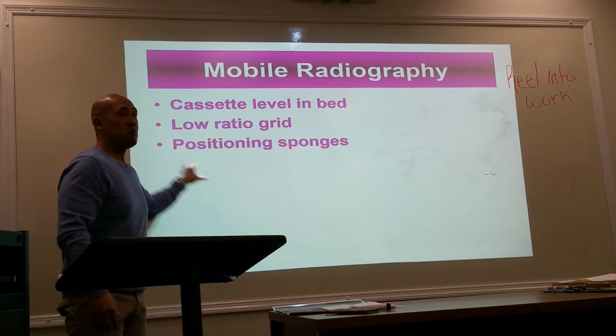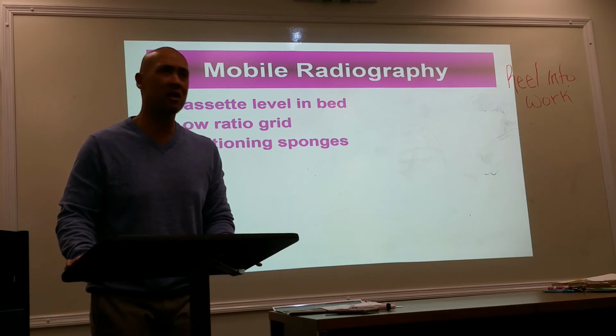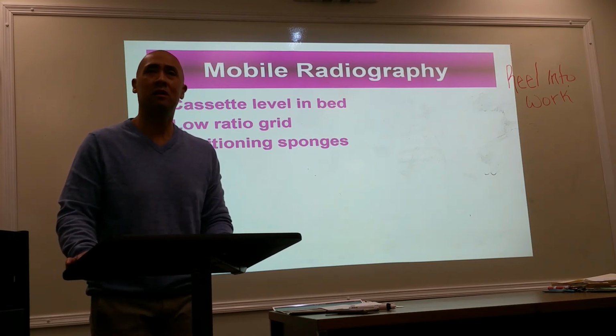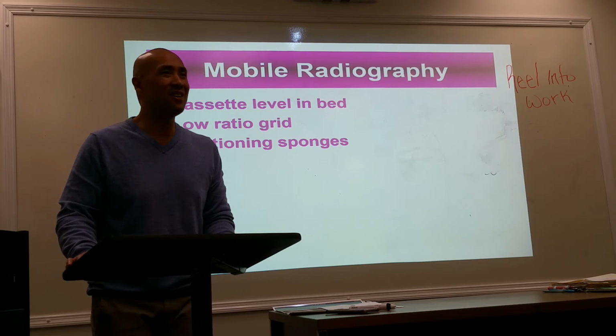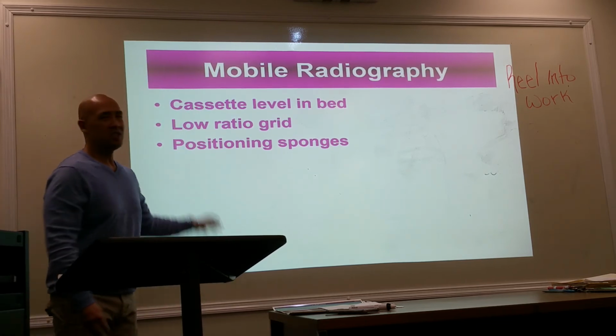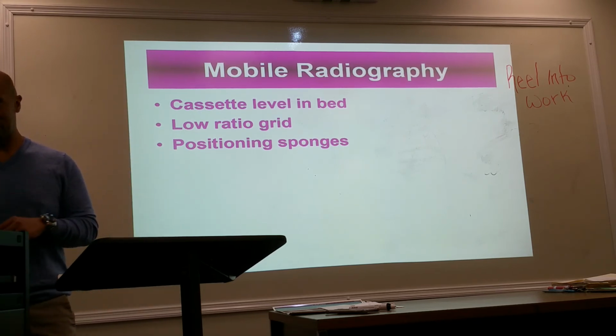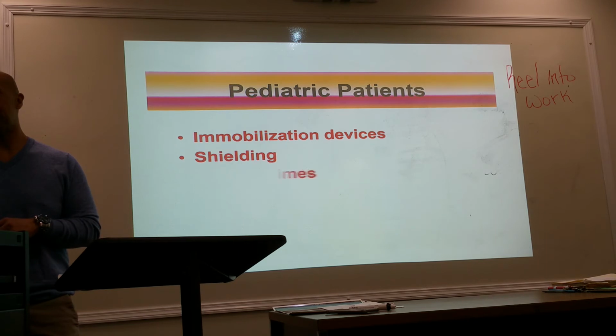Try to use a low grid ratio. Why do we want a low grid ratio versus a high grid ratio? I thought high grid ratios were good. A low grid ratio gives a larger margin of error. Also use positioning sponges if necessary to make sure the patient isn't demonstrating any type of rotation. Pediatric patients, make sure you have an immobilization device.